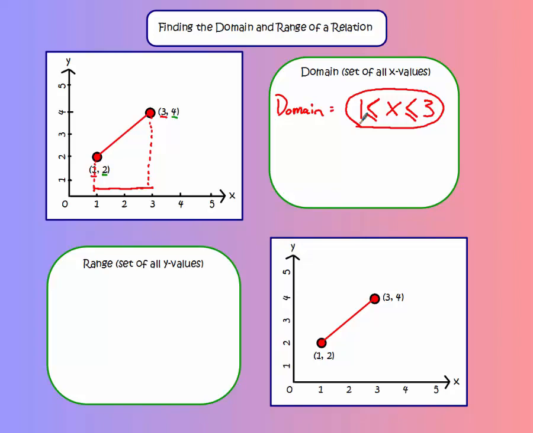Let's take a look at the range now. Remember, the range is the set of all the y values. So now we're not going across. Now we're going to start looking up and down. It goes from 2 to 4. So this is the range. It has a minimum of 2 and a maximum of 4. It's the y value, so I'm going to use y instead of x. Since 2 is the minimum, y must be larger or equal to 2. And since 4 is the maximum, y must be smaller or equal to 4. So in other words, the range is everything from 2 to 4 and everything in between.